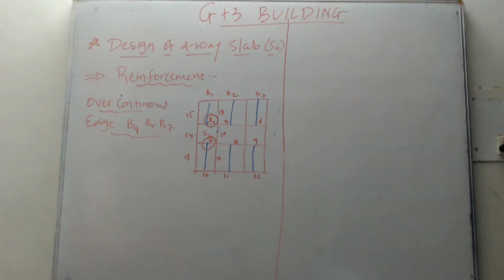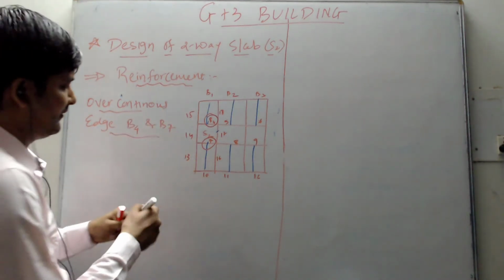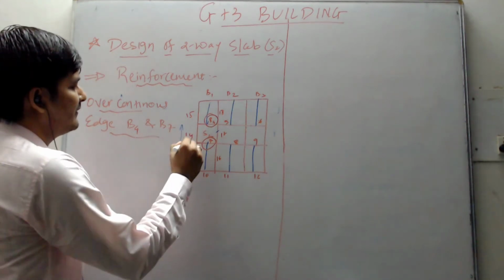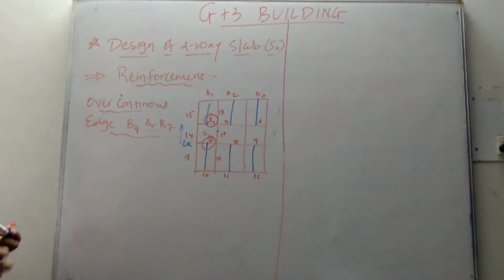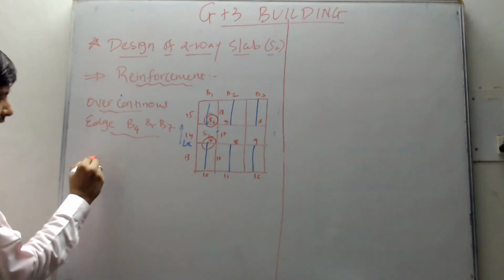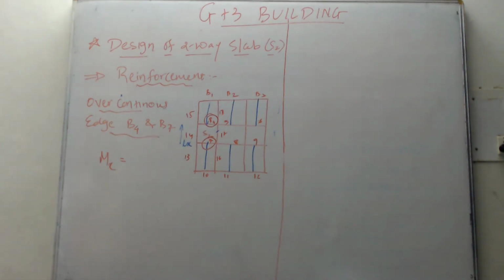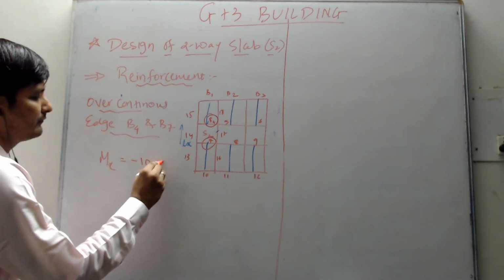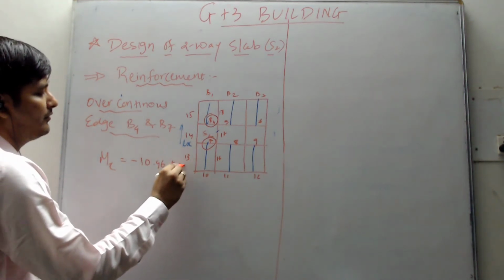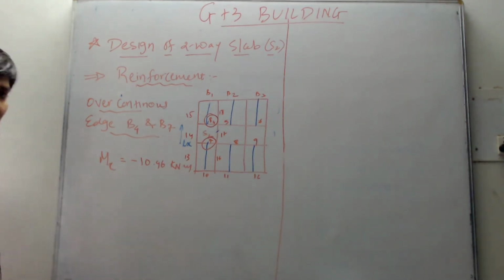If you can remember, here we have put the value as Mx negative, right? Mx negative, because it is along the shorter direction. This is our Lx direction, which is always the shorter direction. So here we need to take the value of Mx negative. In the previous lecture we have calculated the value of Mx negative as minus 10.96 kilonewton meter.